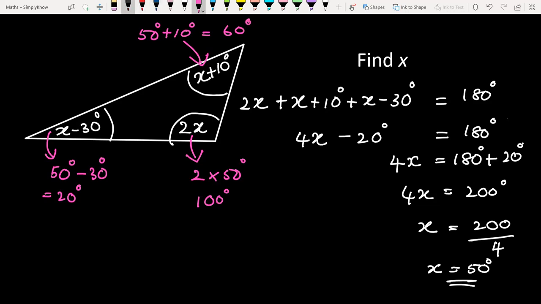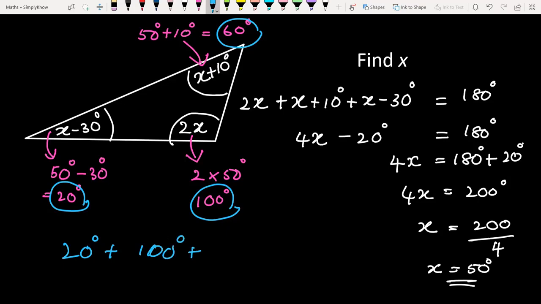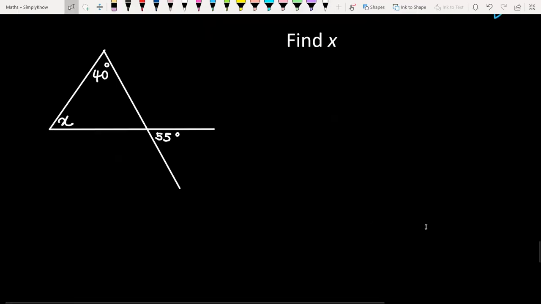So what are our interior angles? 60 degrees, 100 degrees, and 20 degrees. Add these three angles and see, it should be 180 degrees. 20 degrees plus 100 degrees plus 60 degrees. 20 plus 100 is 120 and 120 plus 60 is 180 degrees. Yes, our answer is correct. X should be 50 degrees. Let's take another example.